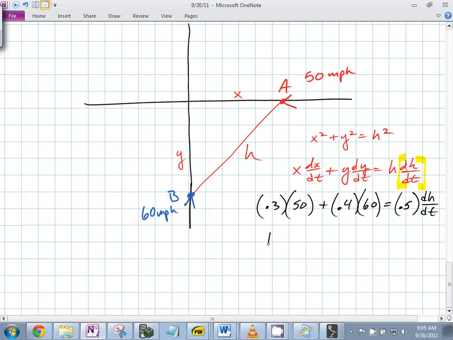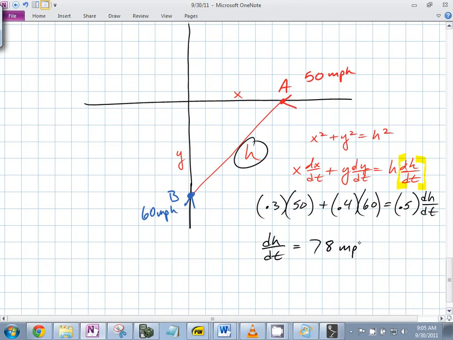Anybody? Yes. What do you get? Where'd the 0.5 come from? The h is 0.5 when x is 0.3 and y is 0.4. 0.3 squared plus 0.4 squared is 0.5 squared. So dh/dt is what? 7 point what? 78. Yeah, that makes more sense. It's exactly 78, in miles per hour.